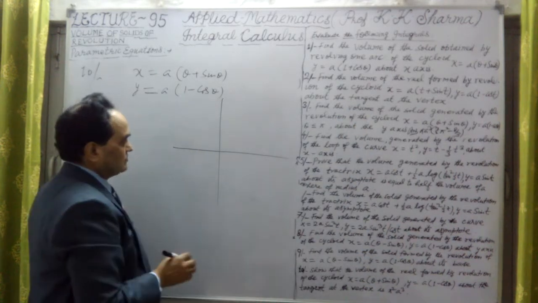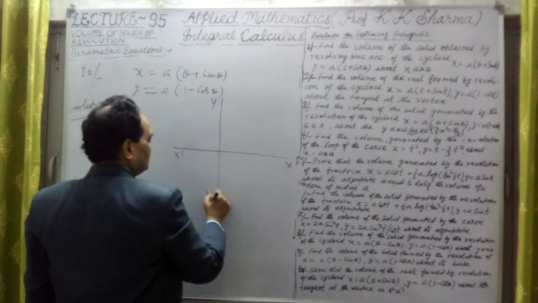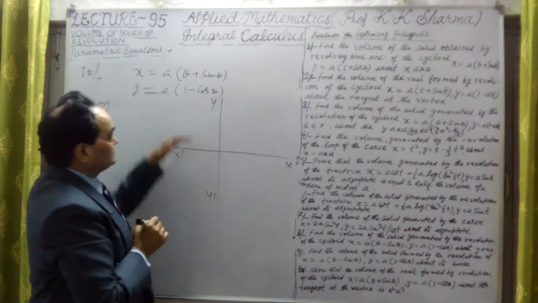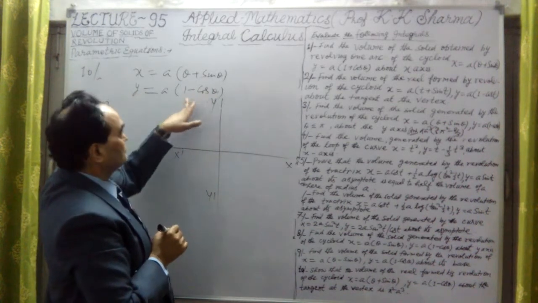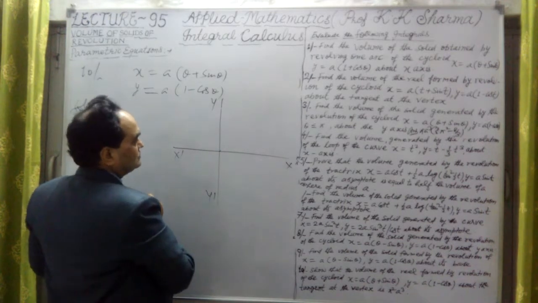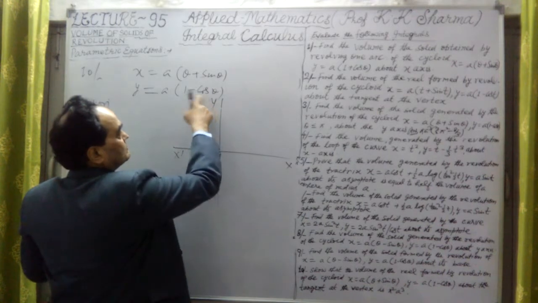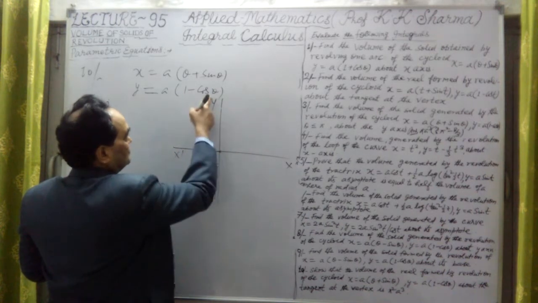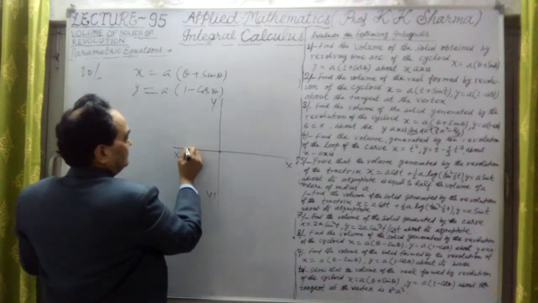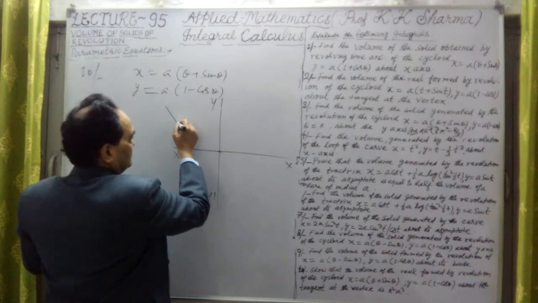Okay, figure: x-axis, y-axis, what is the curve? If I put theta 0, this is 1 minus 1, 0, so this is the curve here. At 0, 0; at pi it will be plus 2; if I put minus pi, then it will be here, minus pi.